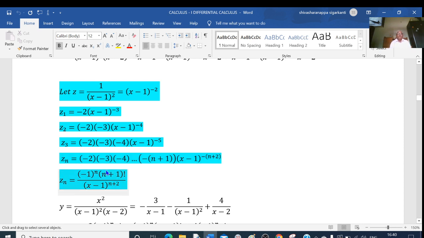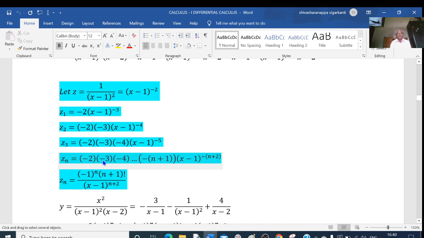Here, how many negative signs are there? 1, 2, 3, up to n plus 1. Okay. So, totally n terms are here. Starting with 2, ending with n plus 1 means totally n terms are here. I can write minus 2 as minus 1 into 2.